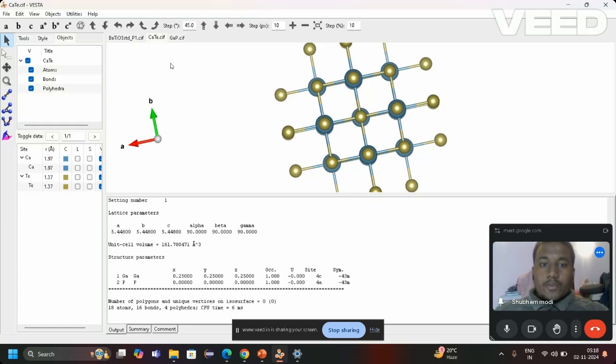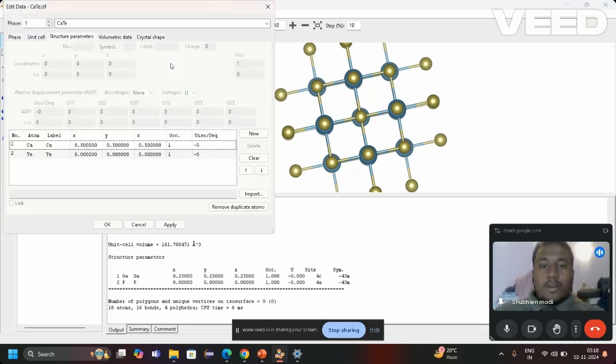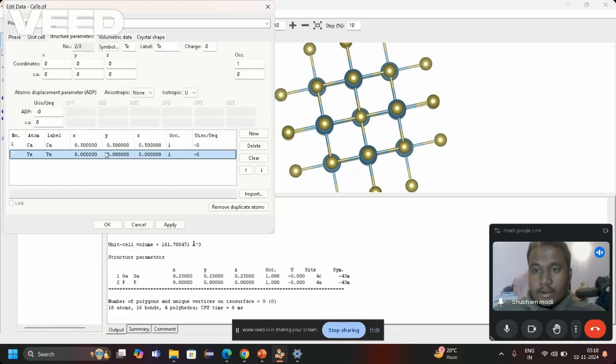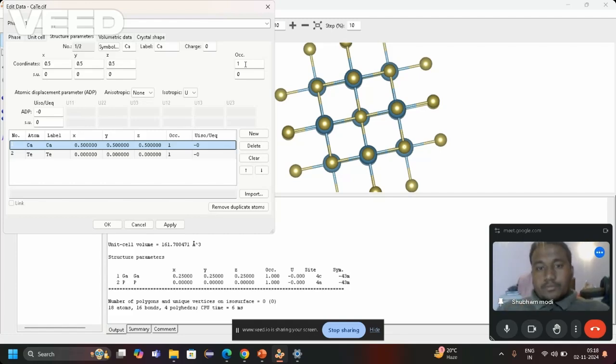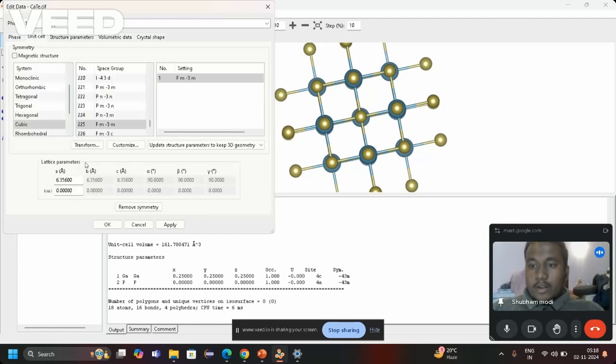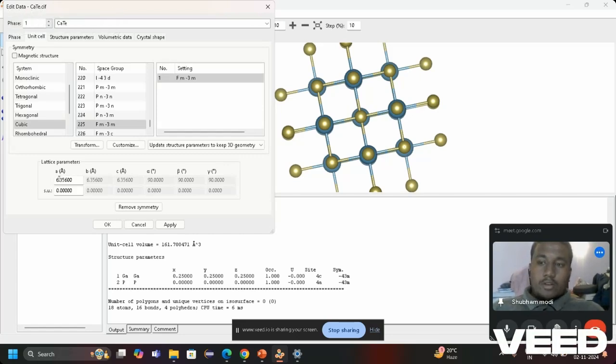In calcium telluride, the calcium occupies the octahedral voids and the tellurium occupies the FCC lattice. So I have set the coordinates here and set my occurrence as 1 to form the crystal from the repeating unit. And for the unit cell parameter, the lattice parameter I was given is 6.356.